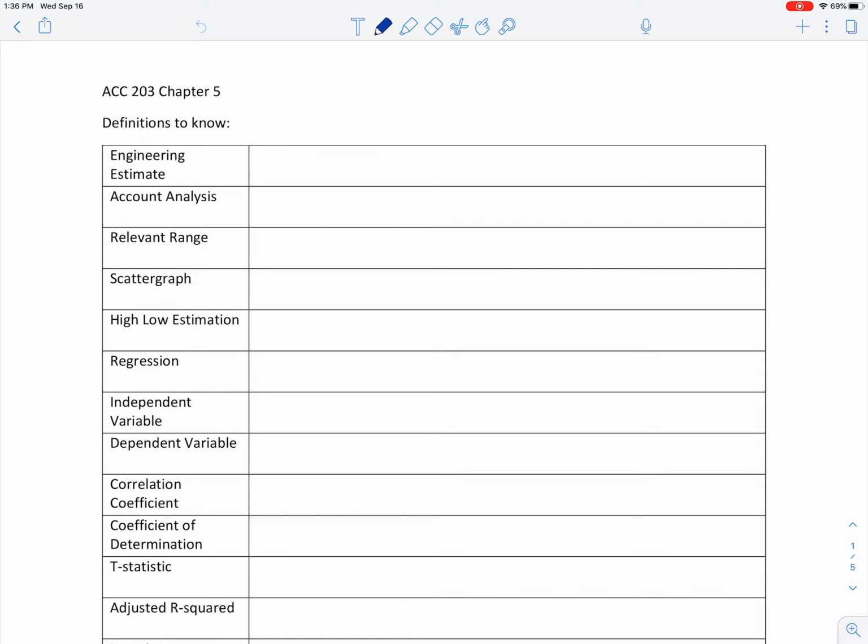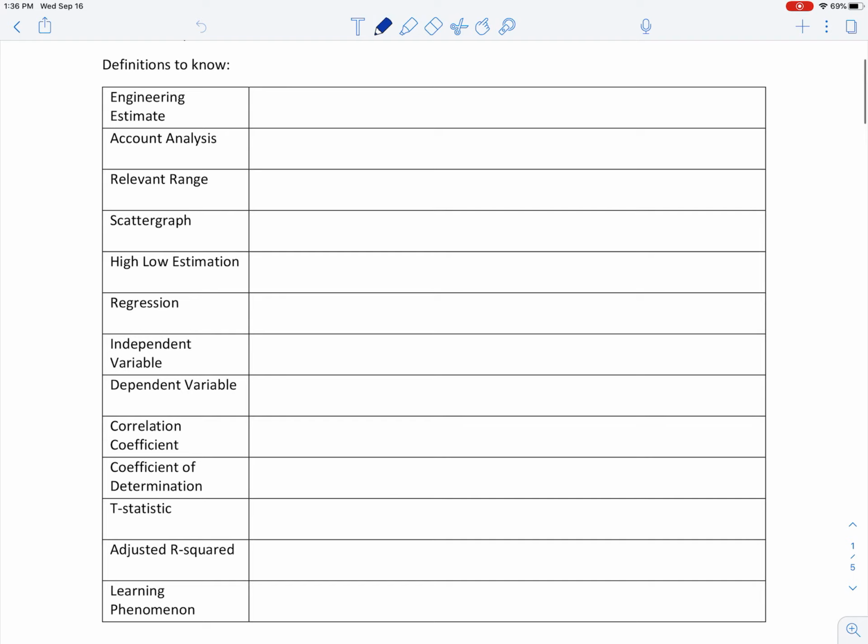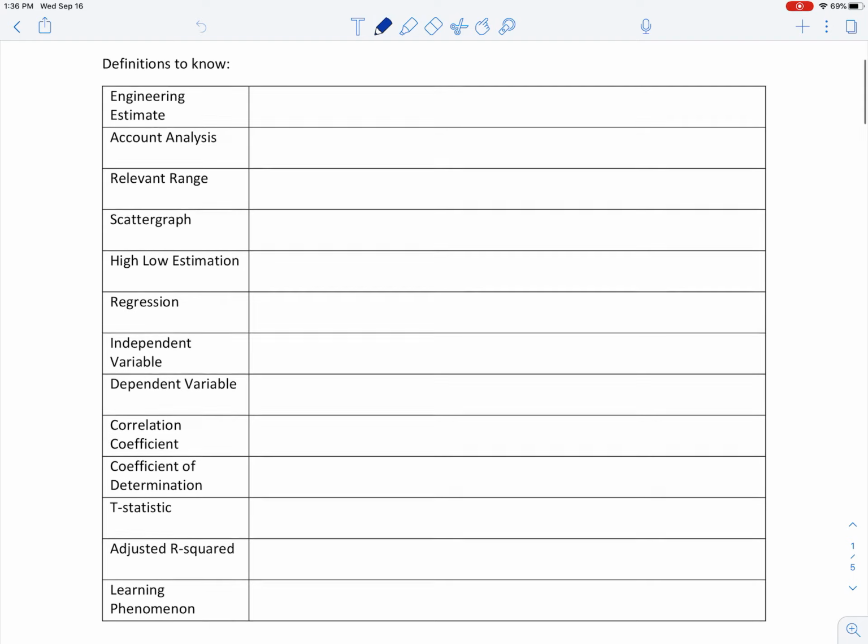As we begin Chapter 5, we get back into a lot of definitions. These definitions are important to know because they help you understand the concepts and applications that we're trying to do in this chapter. So make sure you spend some time and really define in your own words what these definitions are and how we use these items. We'll go through some of these definitions while we're working through the problems.